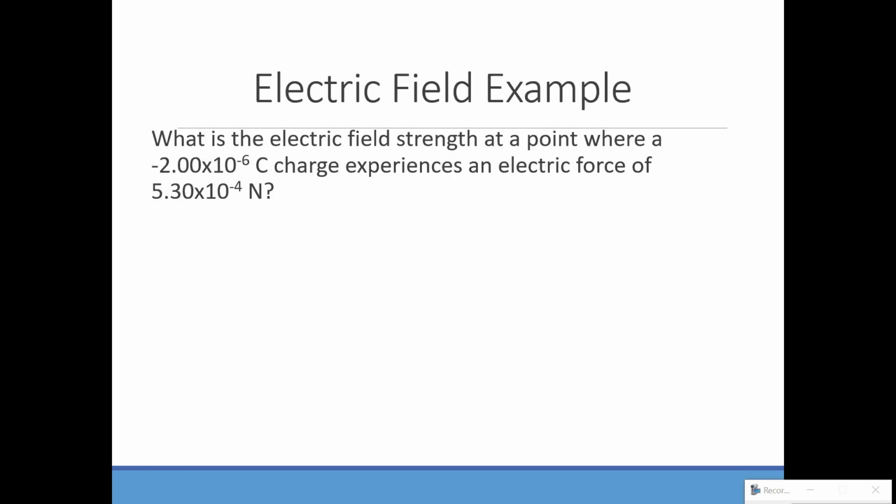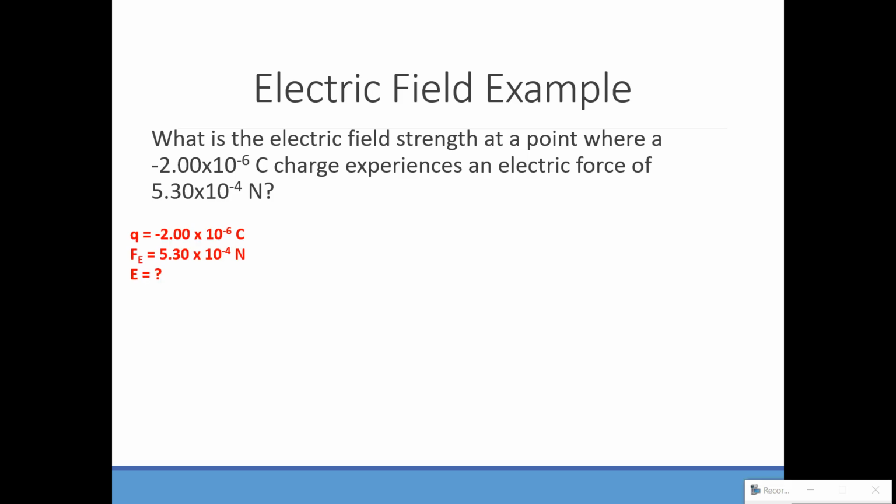Let's go ahead and try a mathematical example of this, and this one's in your notes. It says, what is the electric field strength at a point where a -2 times 10 to the -6 coulomb charge experiences an electric force of 5.3 times 10 to the -4 newtons? So we have a charge placed at a location. That charge is feeling a force. It's feeling a force due to its electric field at that location.